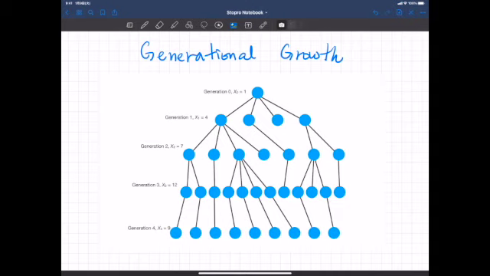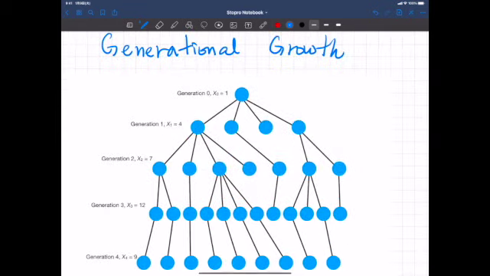Now let's consider the problem of generational growth. That means how the population size grows. So first we make some assumptions. Each individual produces a certain number of offspring, and this is a stochastic phenomenon, but we assume that the probability distribution of the number of offspring is known. So every individual produces, let's say, j offspring. So j can be either 0, 1, 2, and so on. It's a non-negative integer. So j offspring is produced with probability pj. Okay, so we assume this is known.